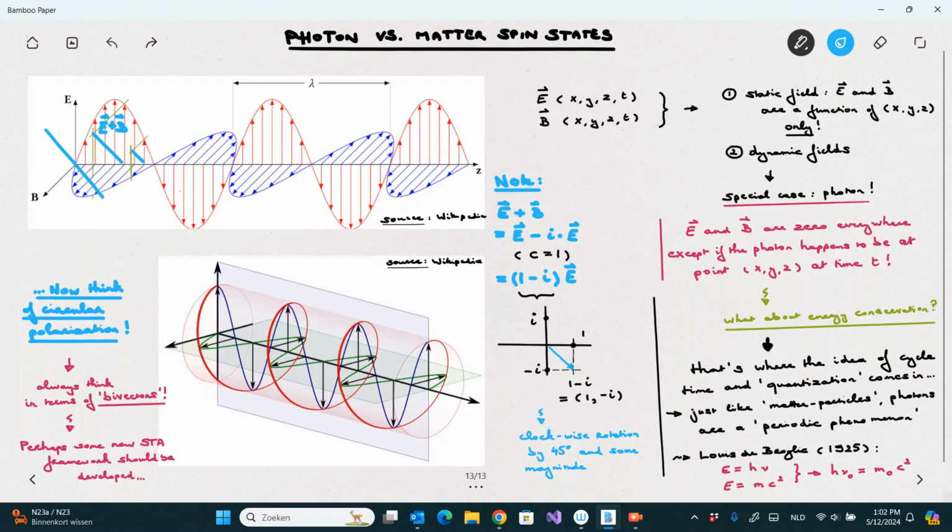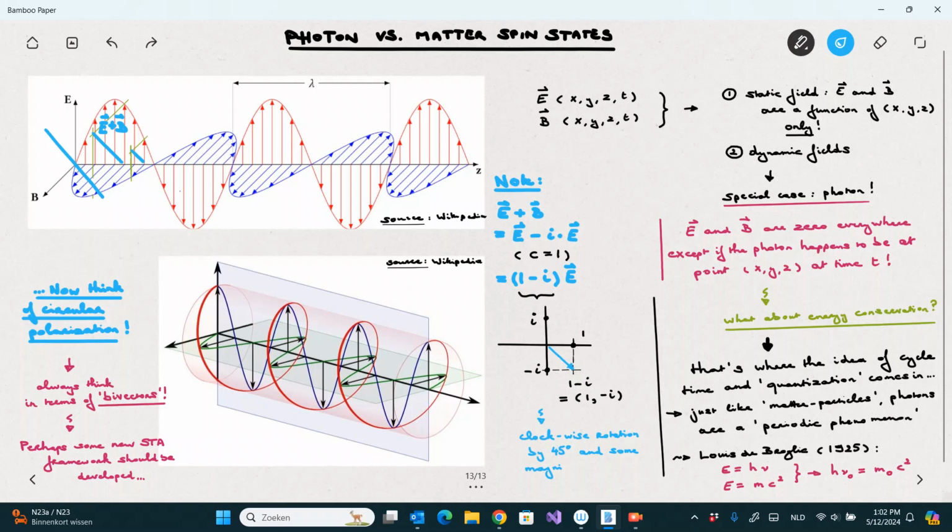No horizontal component, but of course, if it's here somewhere, then we do have a component in the horizontal direction and a component in the vertical direction. So there we have spin.